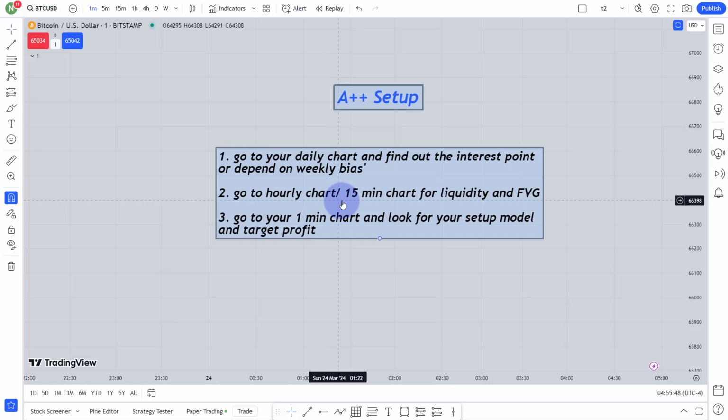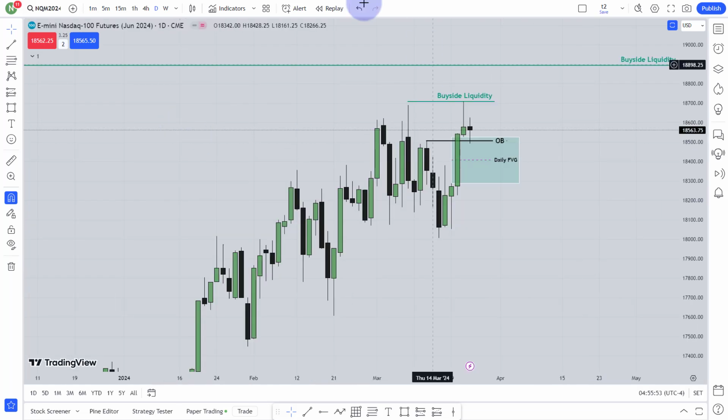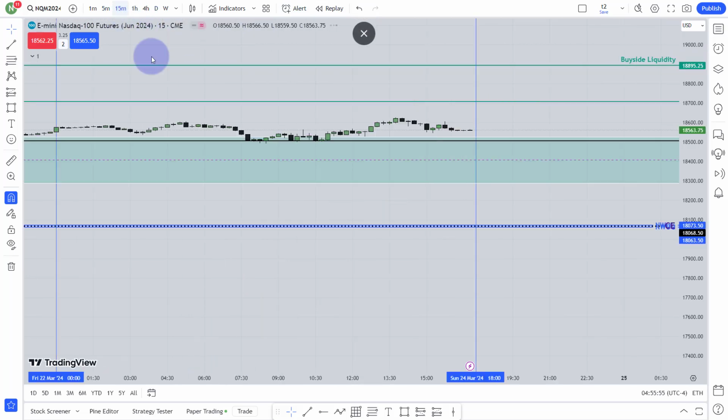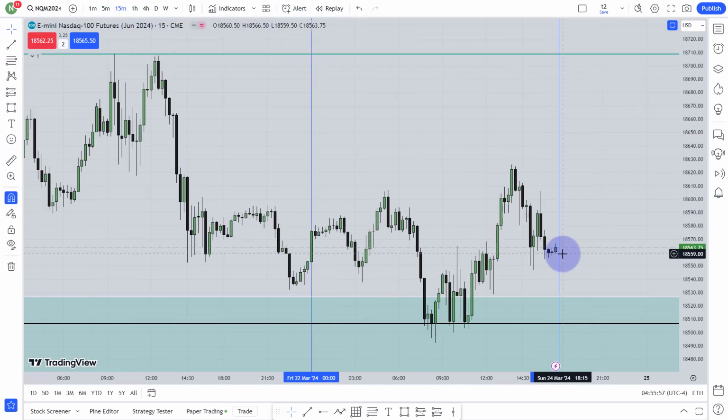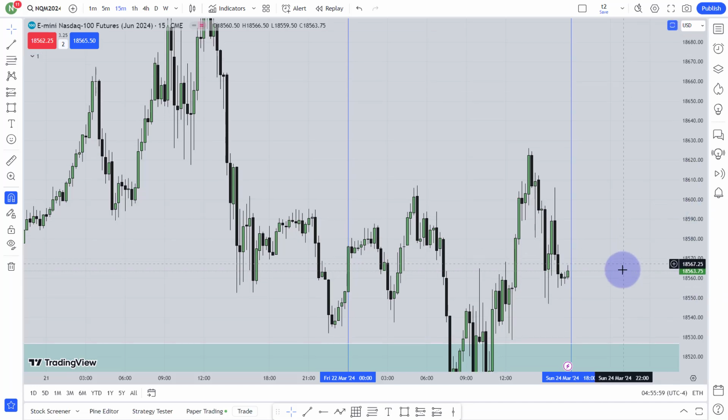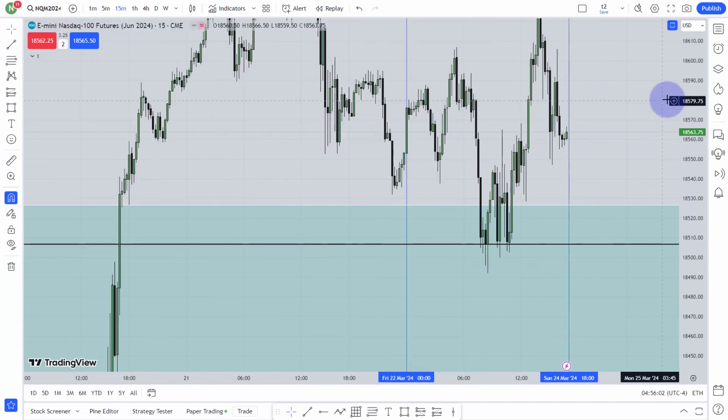Go to your hourly chart or 15-minute chart for liquidity and fair value gap. So same thing again. Now I love the 15-minute chart. If I don't find anything on the 15-minute chart, then I go for the hourly chart. So over here, I'll stay here.